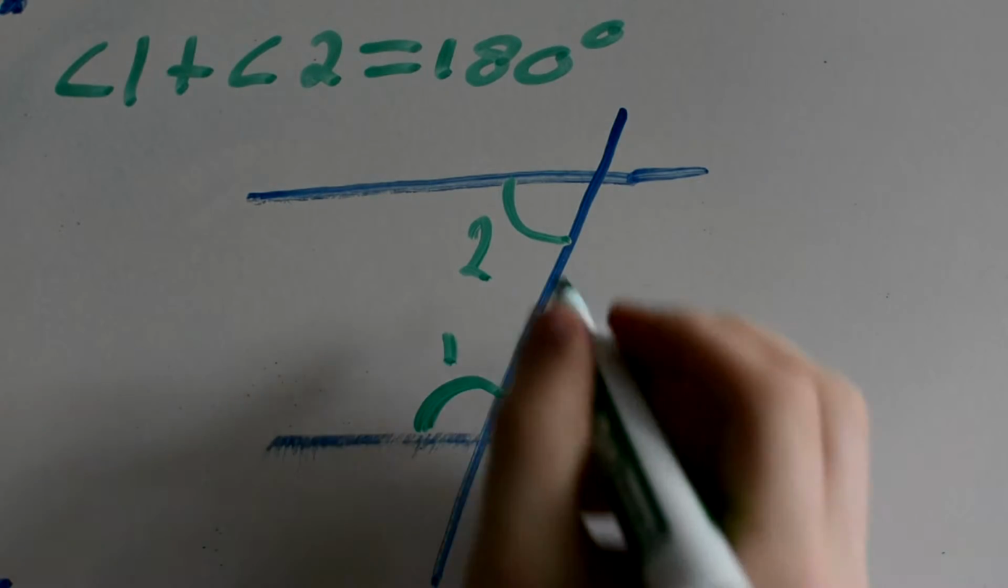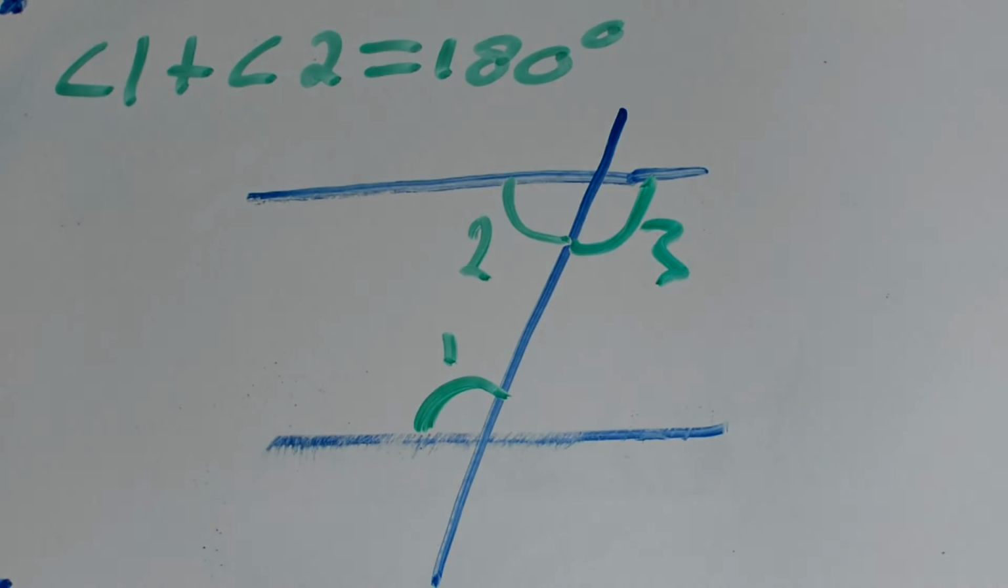So, you know that angle 1 and angle 3 are congruent due to alternate interior angles. And since angle 2 and angle 3 add up to 180, you know that angle 2 and angle 1 add up to 180 due to substitution.